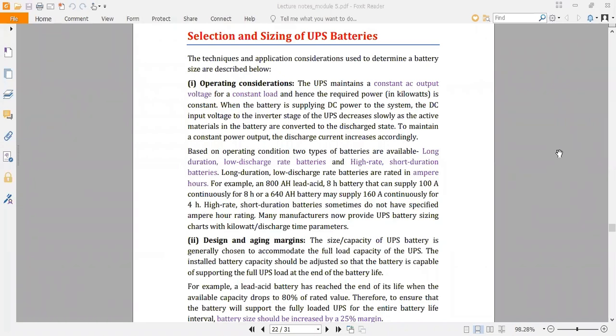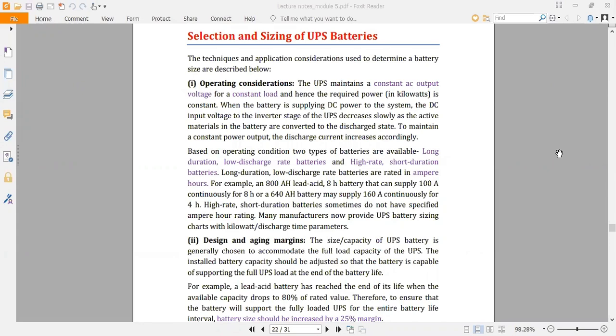And the case will be opposite when you connect your mobile through the 1 ampere port. That is what I'm telling. This long duration low discharge rate and high rate short duration battery are the two different methods. These are two different operating conditions to charge the battery. So we have to decide which one will be suitable for us as per our requirement. So that is the meaning of this point, operating consideration.